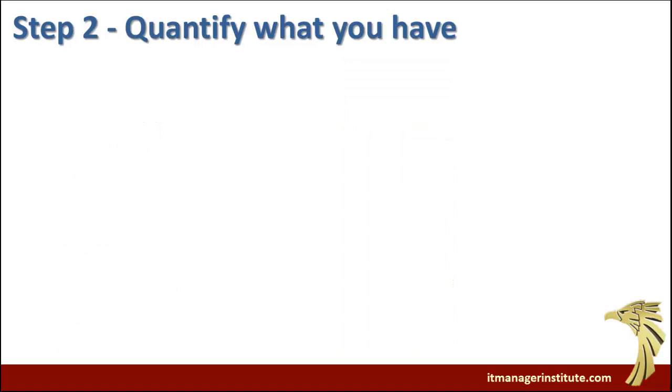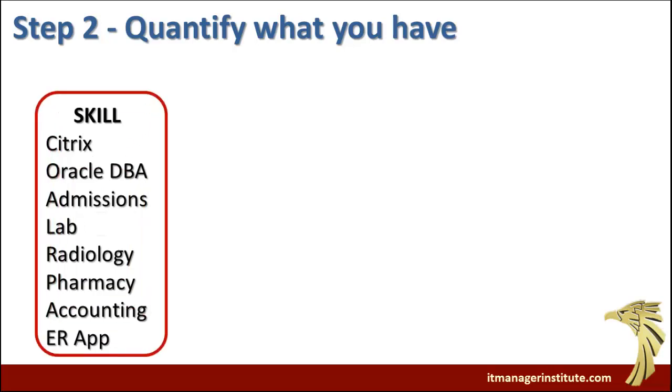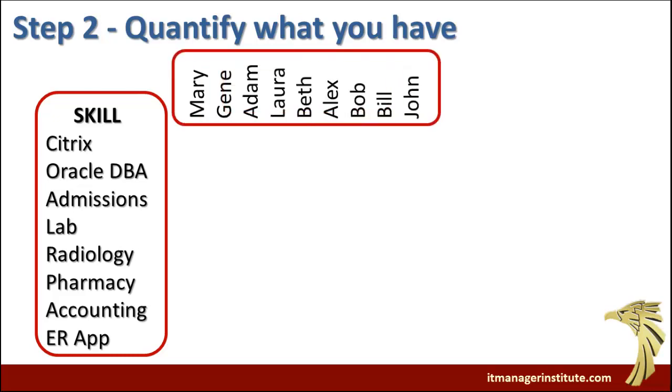All right, step 2 is quantify what you have. The first thing we want to do is list the skills. So the skills that I showed you on the previous page: Citrix, Oracle DBA, admissions, lab, radiology, pharmacy, accounting, emergency room application. We list those down the left side of the page. Those are the rows of our little spreadsheet. And then we list the employees up at the top. I've got, I don't know, 8 or 10 employees: Mary, Jean, Adam, Laura, Beth, Alex, Bob, Bill, and John.